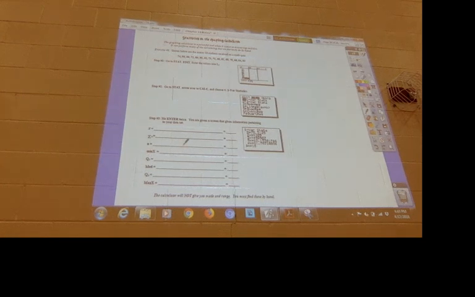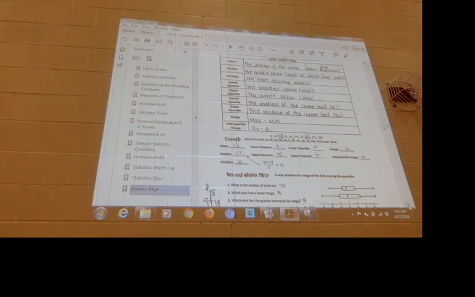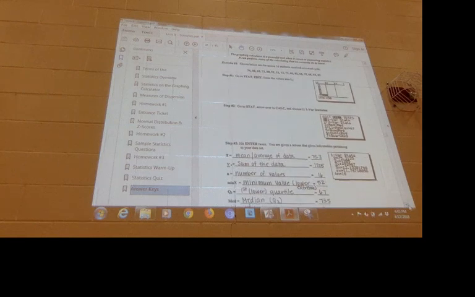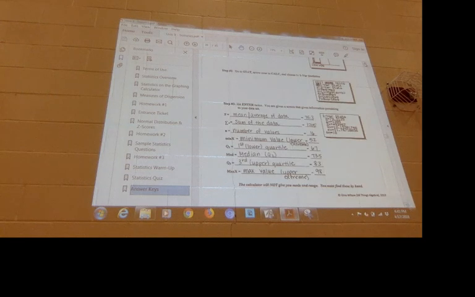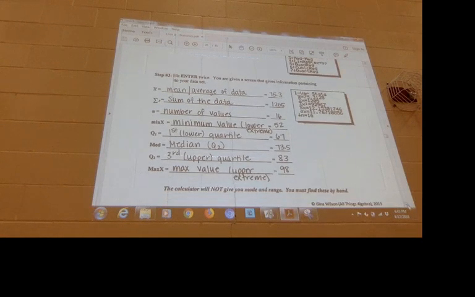We need to go over what these symbols mean. I cannot find the calc. You need to know what these symbols mean if you're wanting to do it on the calculator. If I did all of this and pulled up one-variable stats, it's going to give me these symbols. These symbols mean different things. The x with the bar over it, the 75.3, means your mean or average for the data.